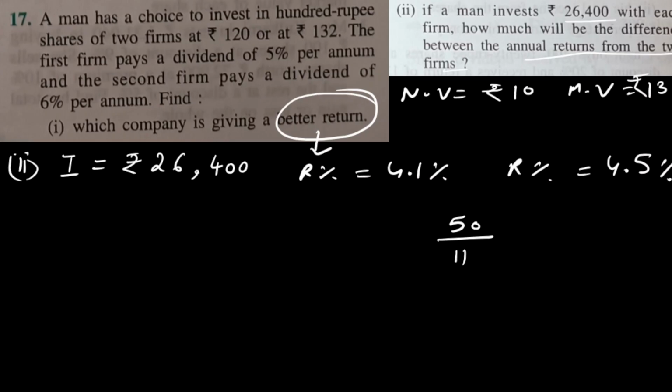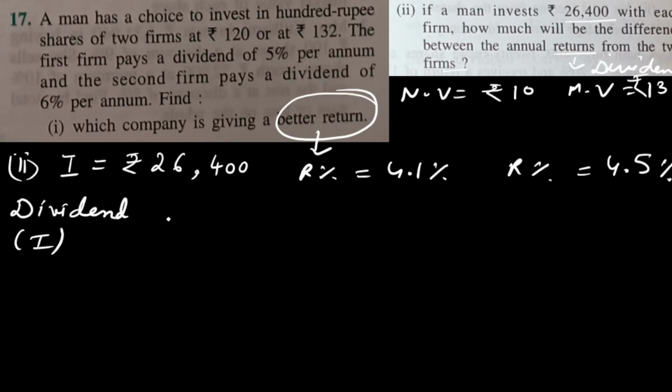So these returns I got in the form of percent. But now they want us to find the difference. For finding difference, that means with the help of percent, we can't find the difference. So that means we have to find dividend. Return means what? Dividend. Okay, so dividend we have to find for both. Then we can find the difference. So what is the formula of dividend? So for first one, first of all, I am doing dividend of first firm.